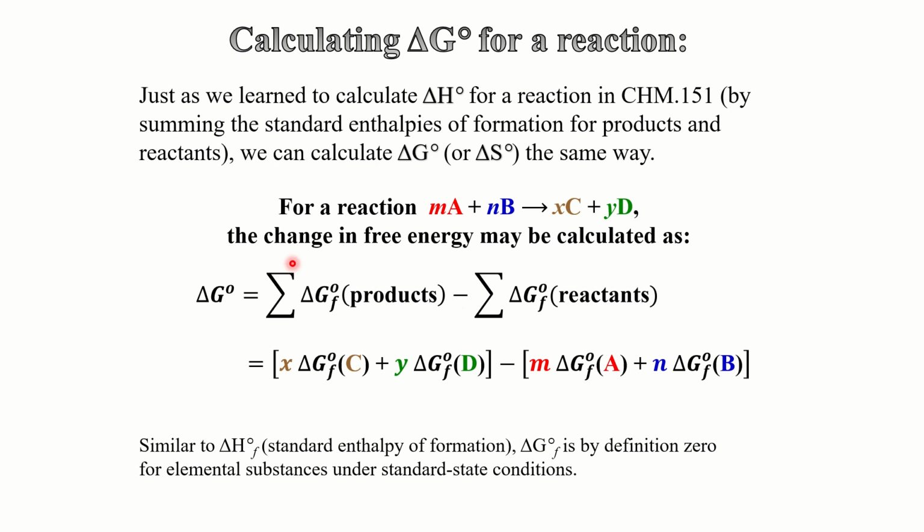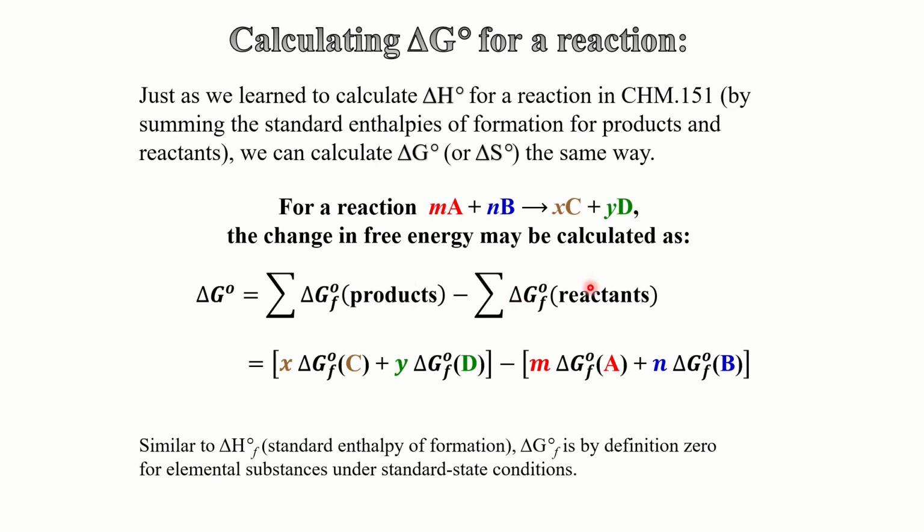So this formula hopefully looks familiar to you, and we can calculate delta G as well as delta S the same way. So if we have a reaction given here, the change in free energy is calculated as the sum of the free energy of the products minus the sum of the free energy of the reactants.